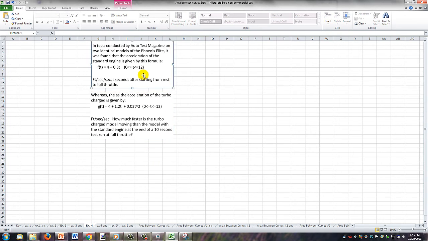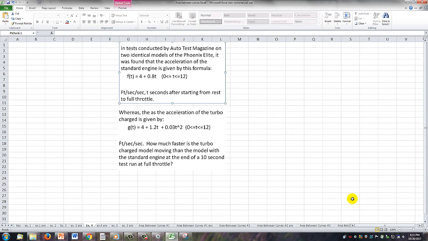Okay, here's another example. In tests conducted by Auto Test magazine on 2 identical models of the Phoenix Elite, it was found that the acceleration of the standard engine is given by this formula. So this is an acceleration function, in feet per second, t seconds after starting from rest at full throttle, whereas the acceleration of the turbo is given by g of t equals 4 plus 1.2t plus 0.03t squared feet per second per second.